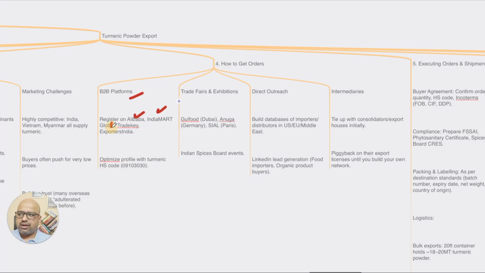Alibaba, IndiaMART, GoFor World, TradeKey, Exporters India. These are something that we are already using. These work very well. But the problem is that every lead is being circulated to multiple people. Until you have your own team or until you hire an export management company to do the whole job for you, exclusive leads are very difficult to get. But these are all chances you can use.